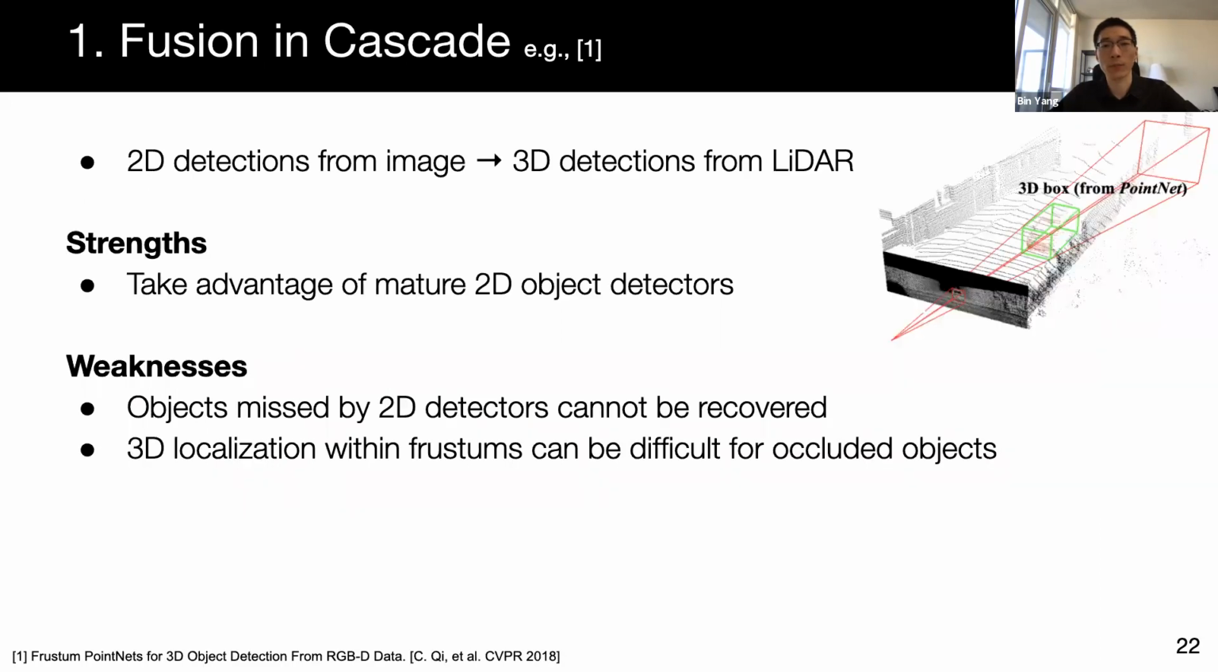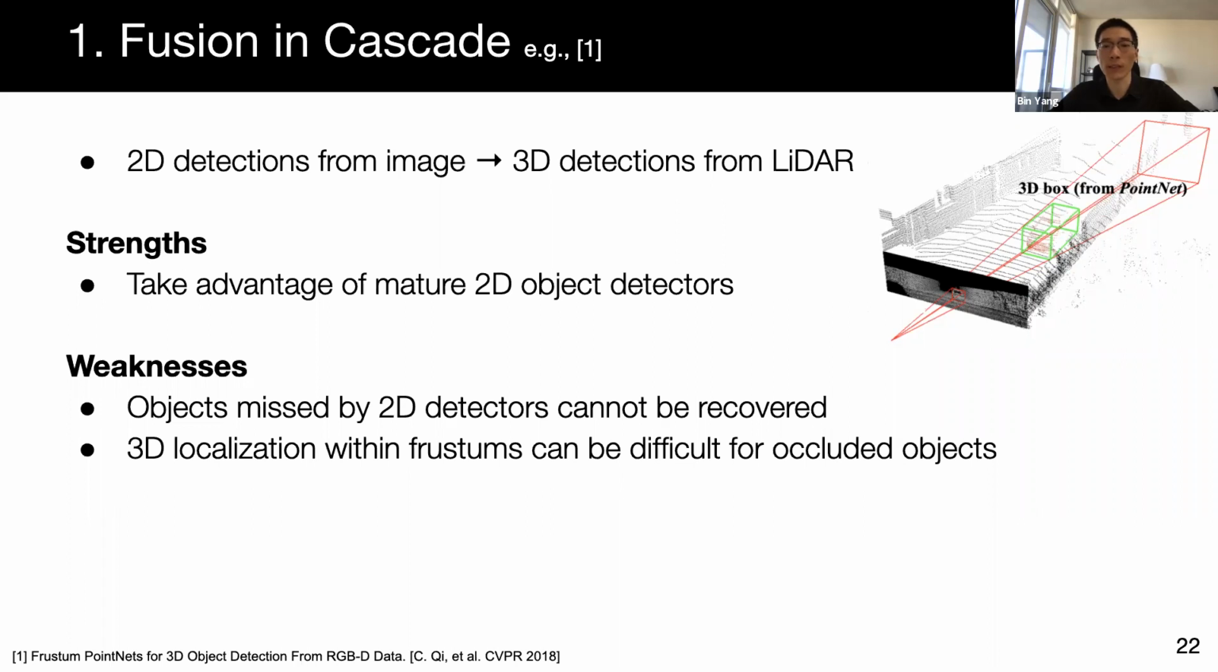For the Cascade fusion approach, a two-stage model is built. The first stage produces 2D detections from the camera image and converts these 2D bounding boxes into 3D frustums, given calibrated camera and LiDAR sensors. The second stage then performs 3D object localization, given LiDAR points within each frustum. This approach can take advantage of mature 2D detectors, which provide high-quality object proposals. Also, in the 3D space, the model only needs to solve the localization task instead of joint recognition and localization.